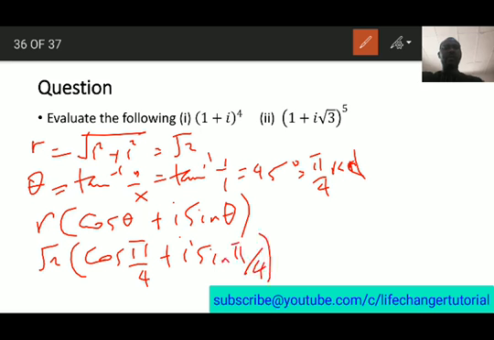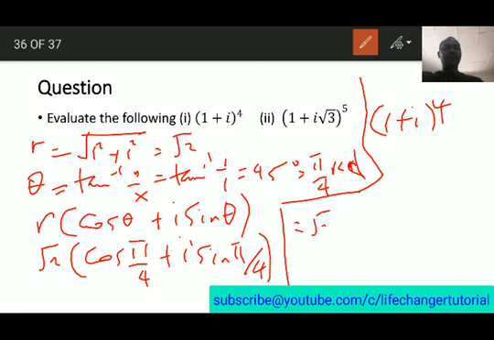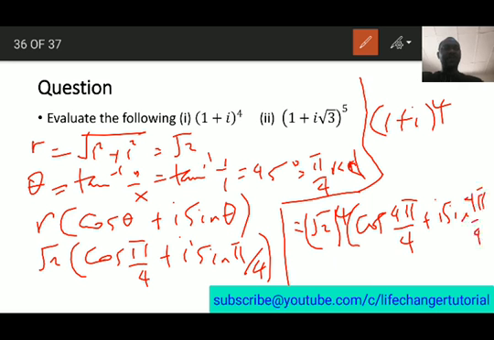So according to De Moivre's theorem, since we are looking for (1 plus i) raised to power 4, it is now going to be (root 2) all raised to power 4, into (cos 4 pi over 4, remember n theta, plus i sin 4 pi over 4, that's n theta). So root 2 raised to power 4 is root 2 times root 2 times root 2 times root 2, which is equal to 4. Now into cos 4 pi over 4, which is just pi, plus i sin 4 pi over 4, which is also just pi.